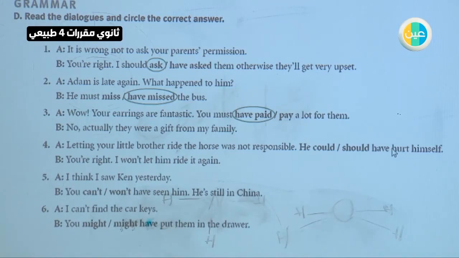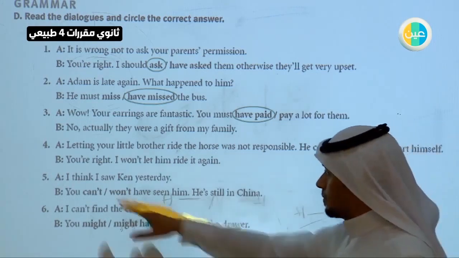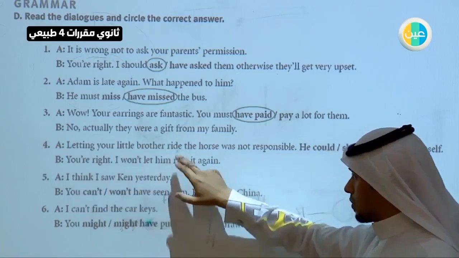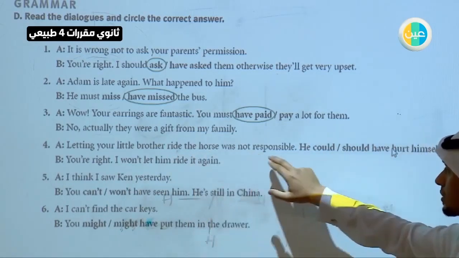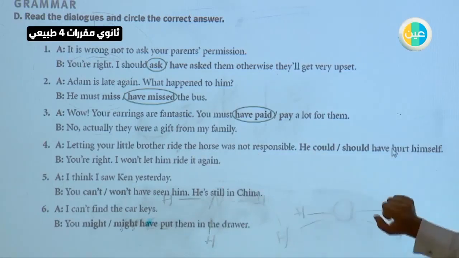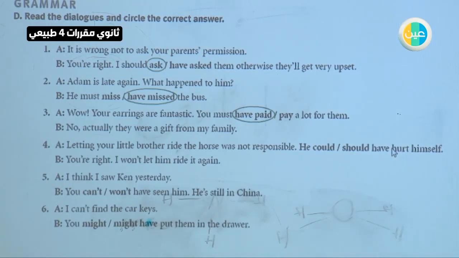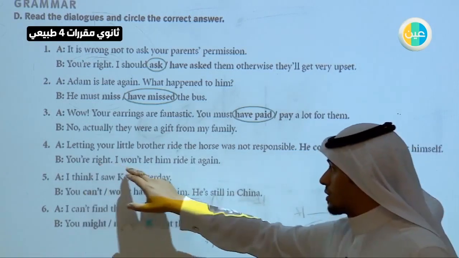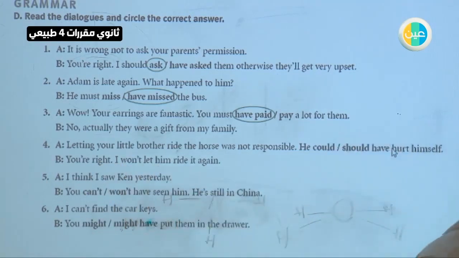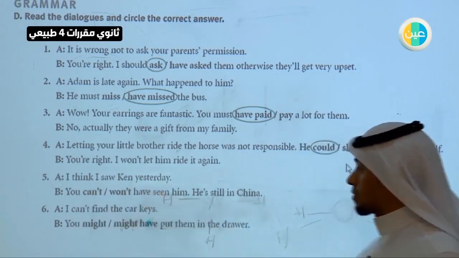4, A. Letting your little brother ride the horse was not responsible. He could or should have hurt himself. So he shouldn't have ridden the horse. You are right, I won't let him ride that again. The answer is he, what do we say, could or should? The answer is could.